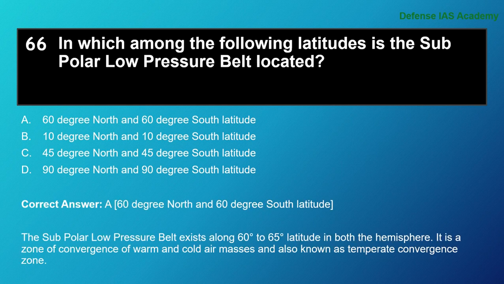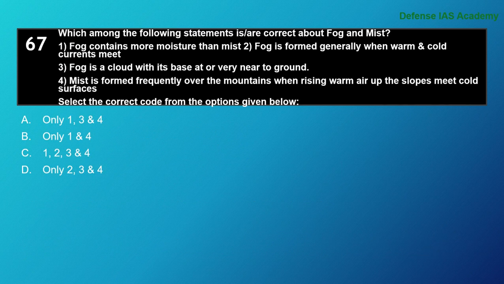Question 66. In which among the following latitudes is the subpolar low pressure belt located? Answer is option A, 60 degree north and 60 degree south latitude. The subpolar low pressure belt lies in 60 degree to 65 degree latitude in both the hemispheres. It is a zone of convergence of warm and cold air masses and is also known as the temperate convergence zone.